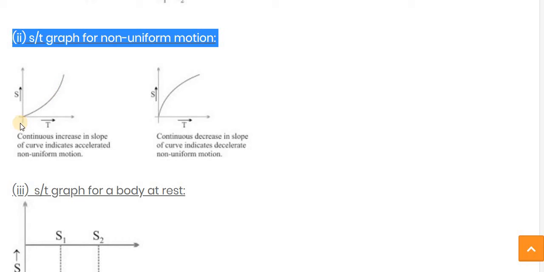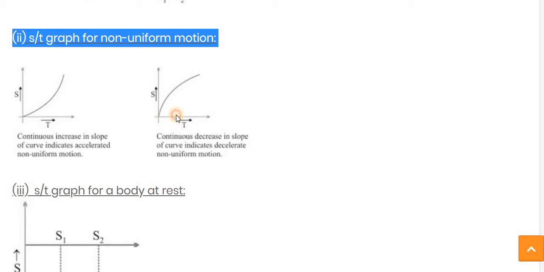Which indicates that the accelerated motion is there. Accelerated non-uniform motion is there because if they increase the time, the distance covered by the object is also increased. So this kind of non-uniform motion we consider as accelerated motion.